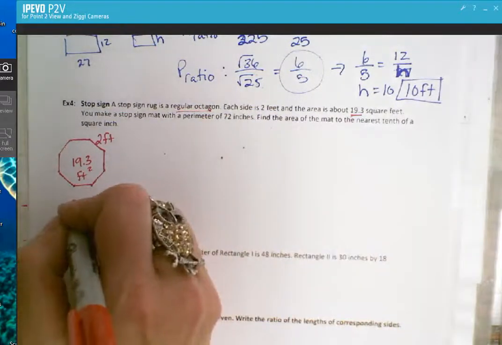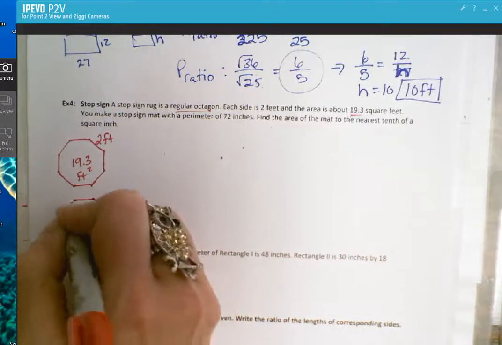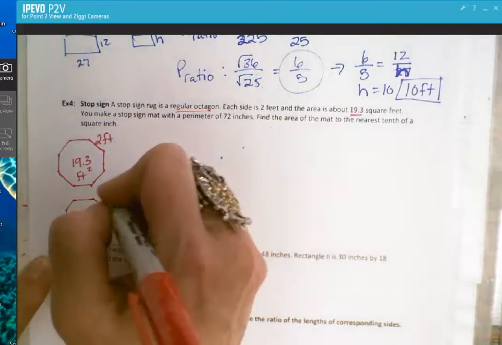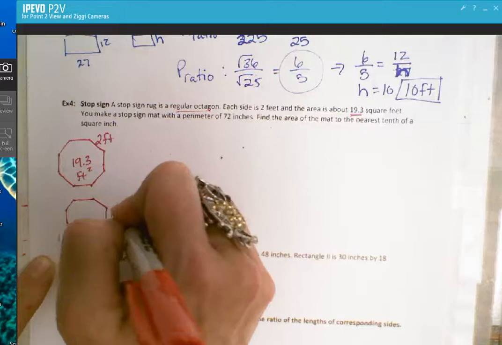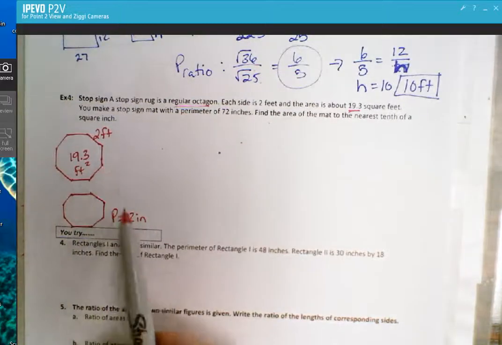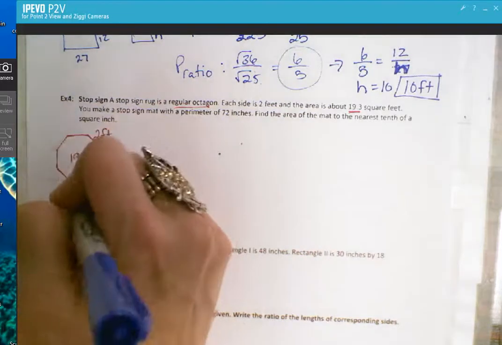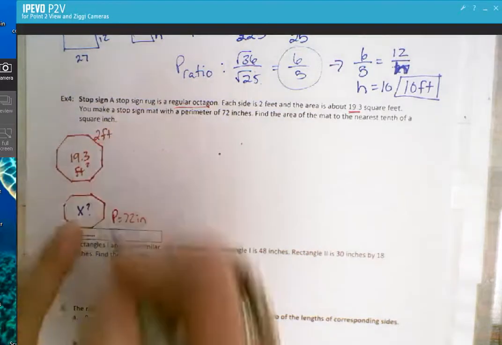So I made a mat replica of that stop sign, and the perimeter equals 72 inches. This should clue us in that, hey, we've got feet and we've got inches going on here. We've got to do some conversion to figure out what's happening. It says find the area of the mat to the nearest 1/10 of a square inch. So we need to find this area. I'm going to call this X because that's the area I'm looking for.